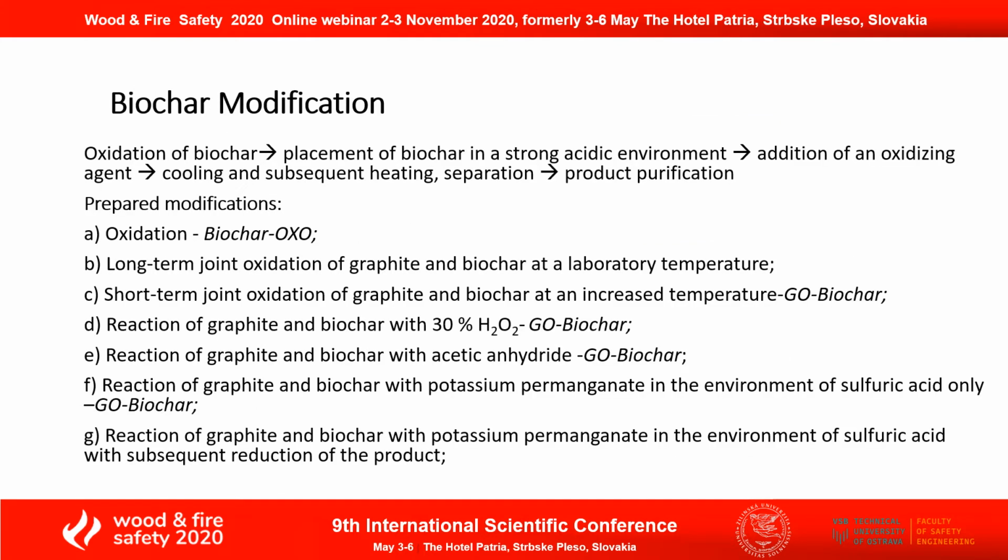We modified biochar by joint oxidation with various oxidizing agents in the environment of sulfuric acid. We also changed weight ratios of biochar and graphite, and a part of prepared products were also reduced. You can see a list of prepared products on the first slide that were further tested as sorbents. Detailed reaction conditions are described in the full text of our contribution.